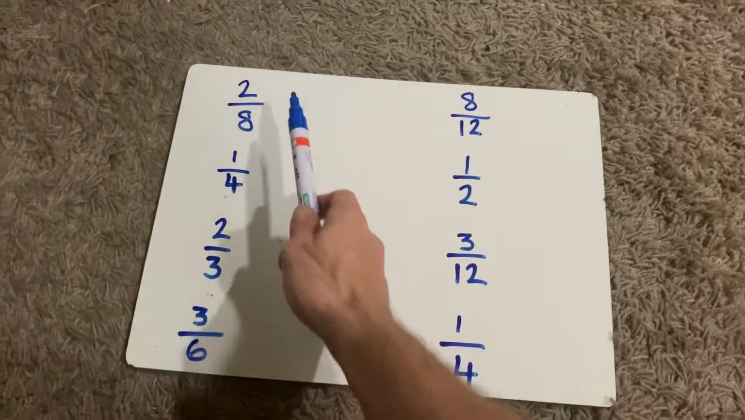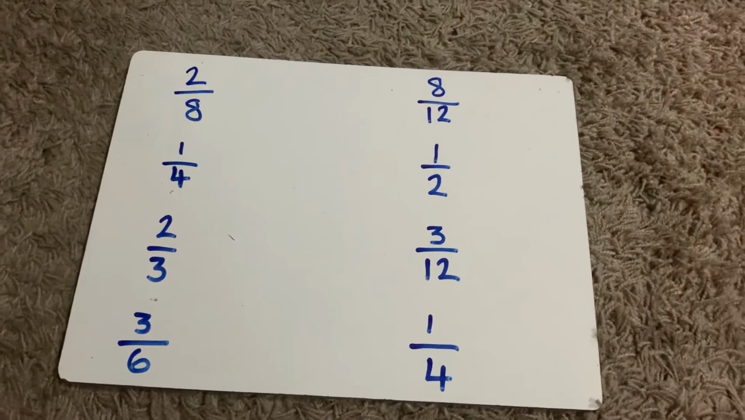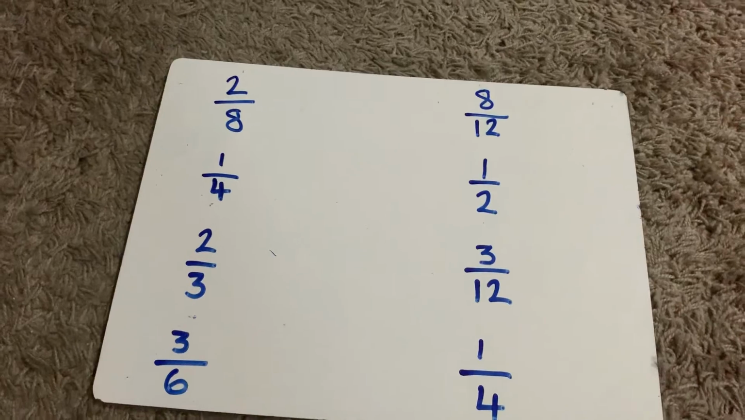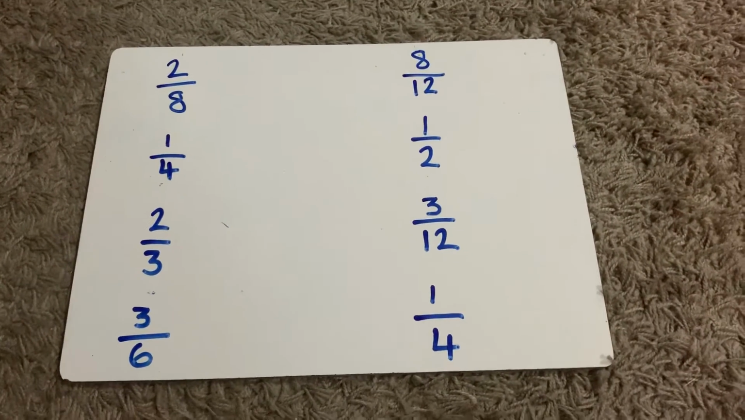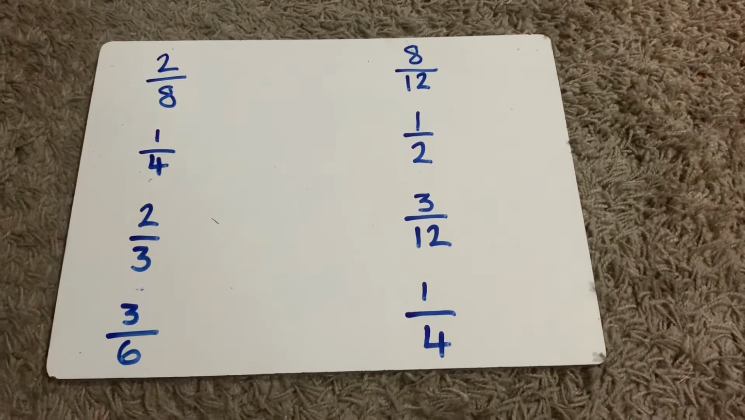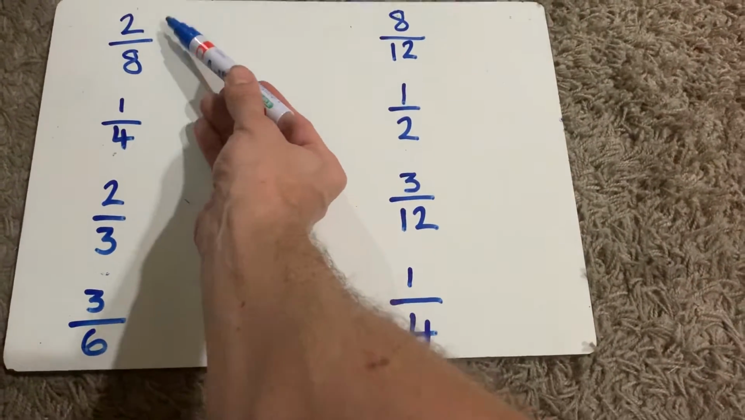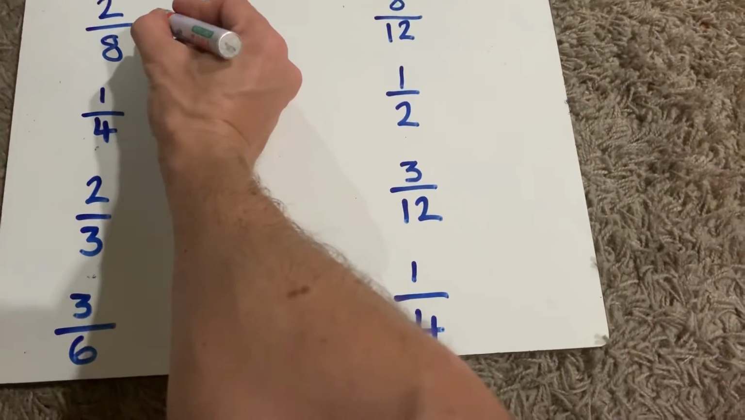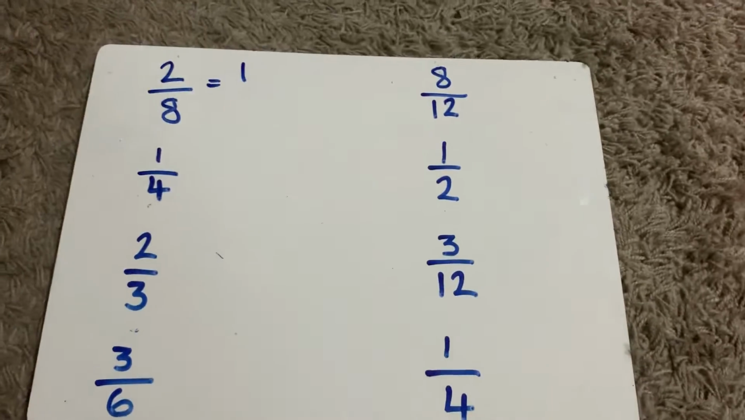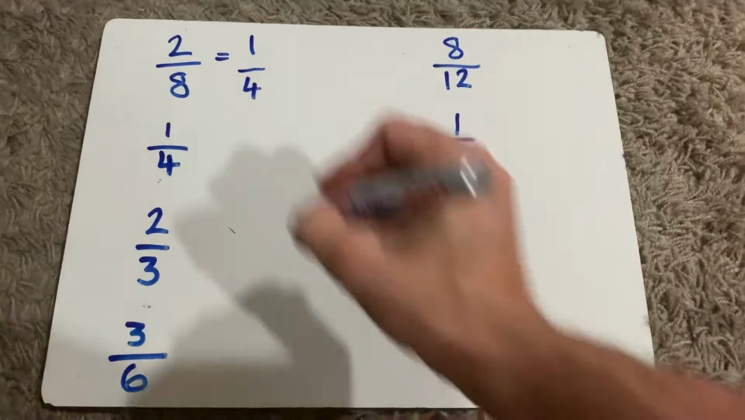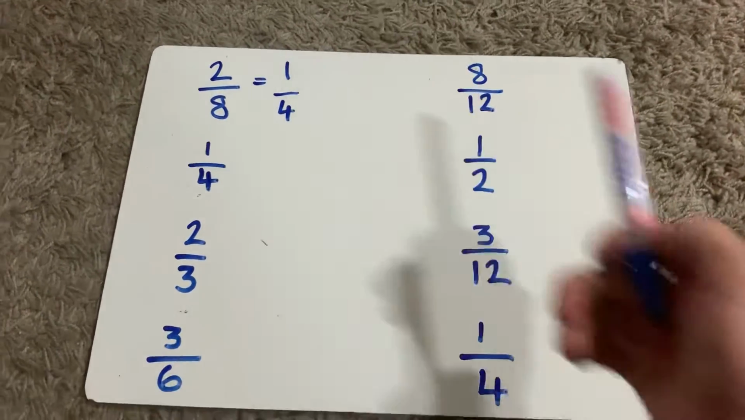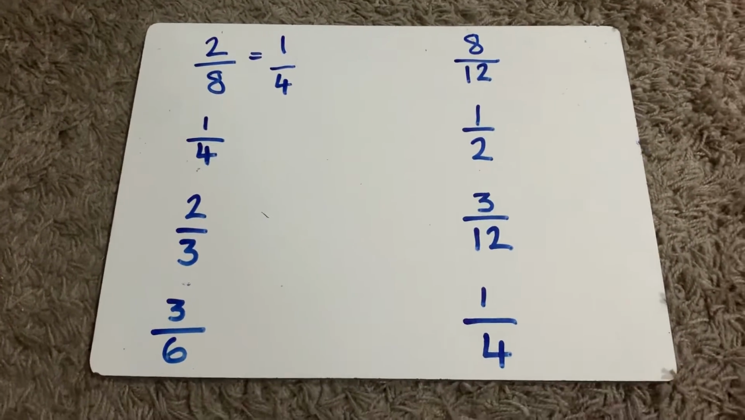So I'm going to have a look at 2/8. Now I know that 2 is a factor of 8 and 2. So factors, which we've learned before, are very important when it comes to simplifying fractions. So I know that 2 goes into 2 one time, and 2 goes into 8 4 times. So I've simplified a fraction to show that 2/8 is the same thing as 1/4.